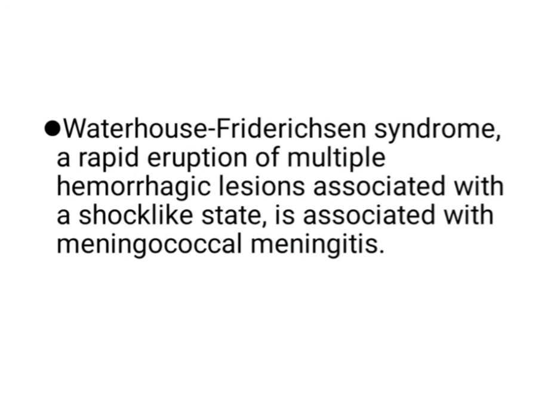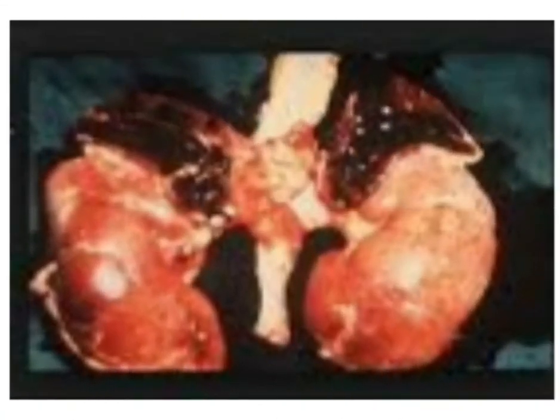Now coming to another differential sign and symptom, Waterhouse-Friderichsen syndrome. It is adrenal gland failure due to bleeding into the adrenal gland. There you can see a rapid eruption of multiple hemorrhagic lesions associated with a shock-like state. This is caused by the etiologic agent meningococcus, that is Neisseria meningitidis. So in Waterhouse-Friderichsen syndrome, you can see the bleeding of the adrenal gland like this.